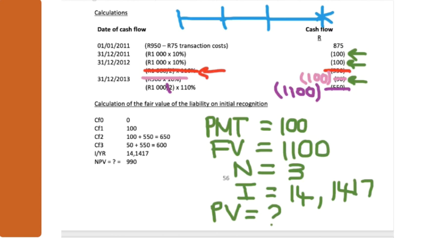Now, it won't be the same amount because it's different cash flows that happen at different times. I'm just trying to show you that if a debenture only matures once off, you can use those normal functions on your calculator: payment, FV, N, I, and calculate your PV.